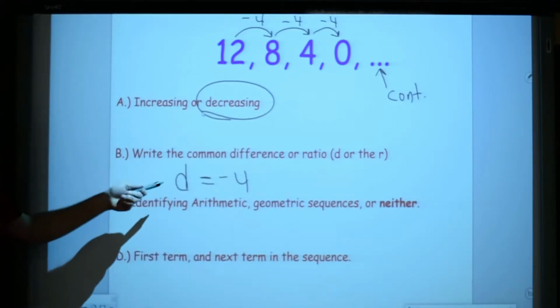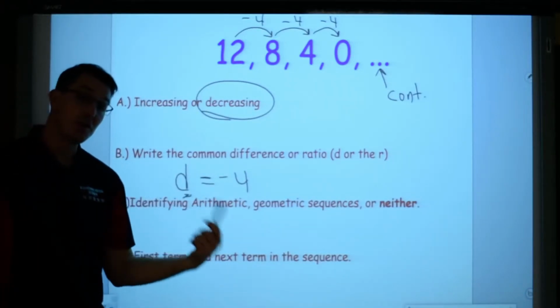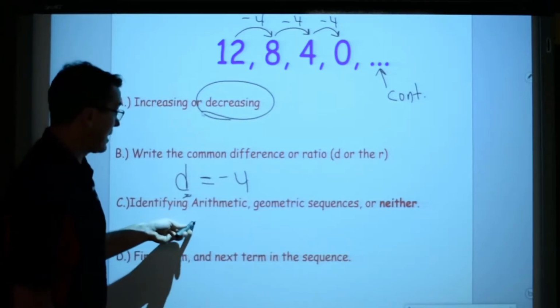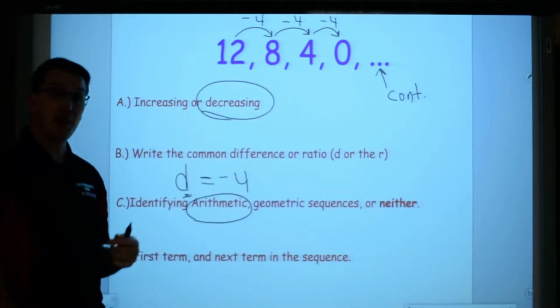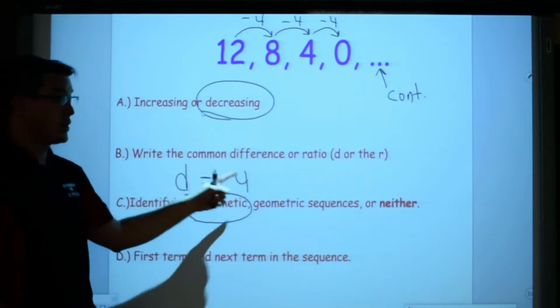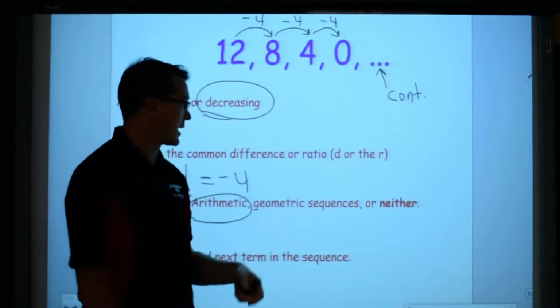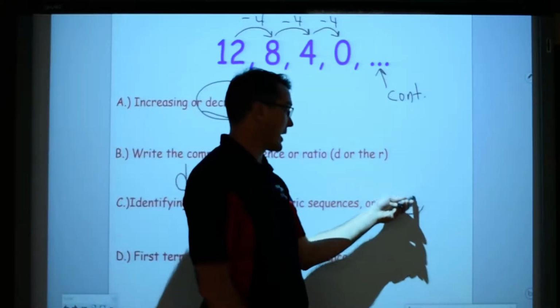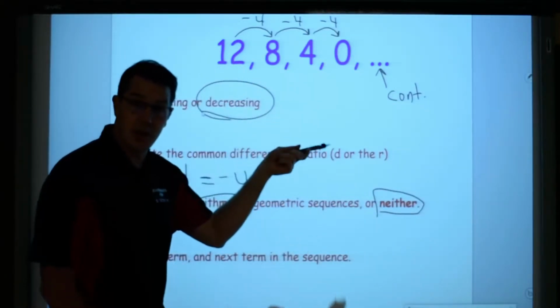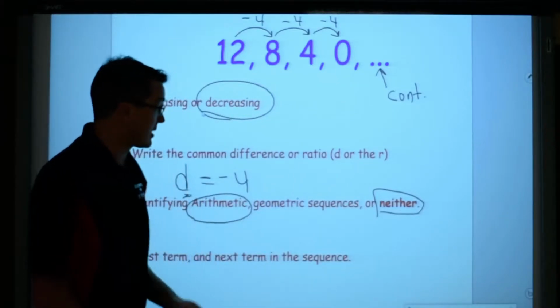Now, because it's a difference, is it arithmetic or geometric? Oh, that means it has to be arithmetic, because arithmetic is addition or subtraction, and geometric is multiplication or division. And neither will come up if it didn't add, didn't subtract, didn't multiply or divide to get that ratio.